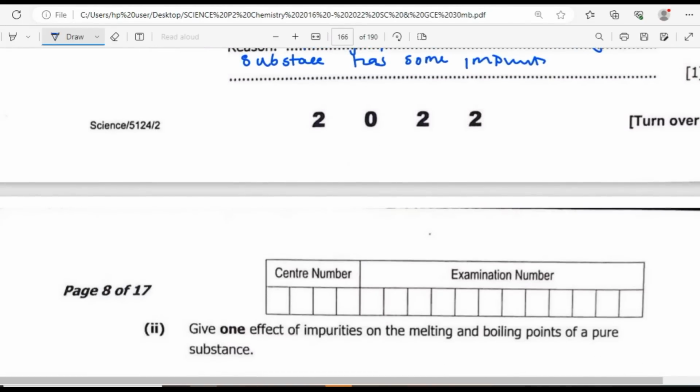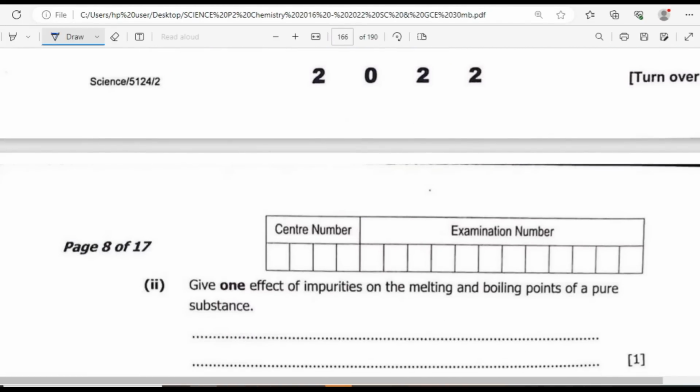Then give one effect of impurities on the melting and boiling point of a pure substance. So it may lower the boiling, let's say melting. It may lower the melting point and increase the boiling point.